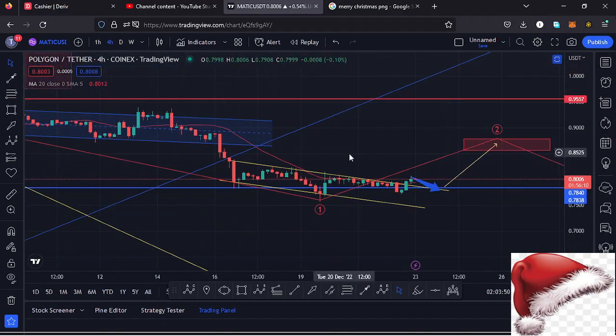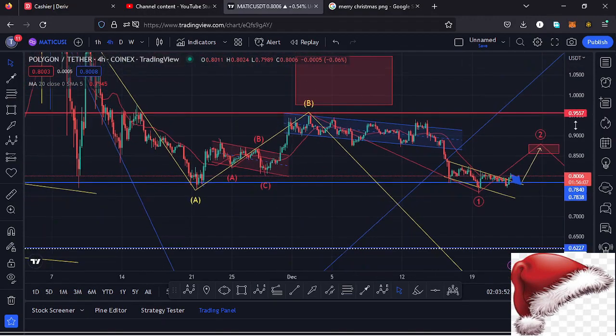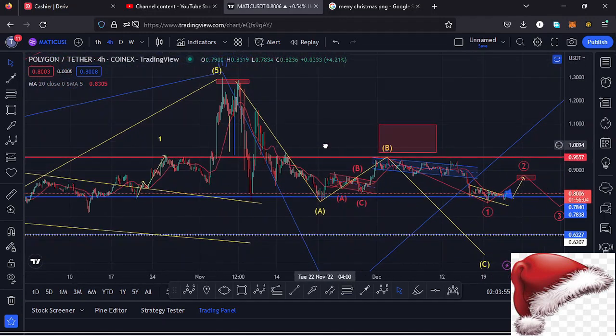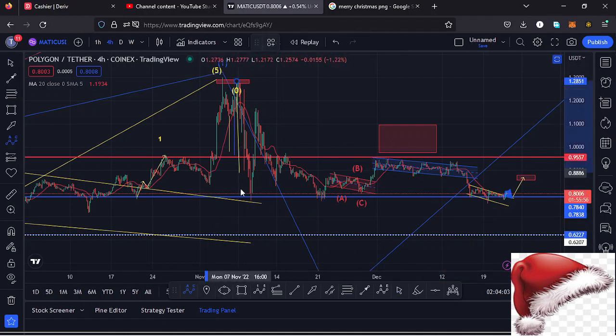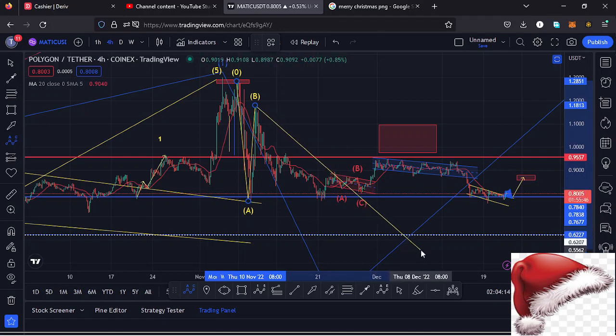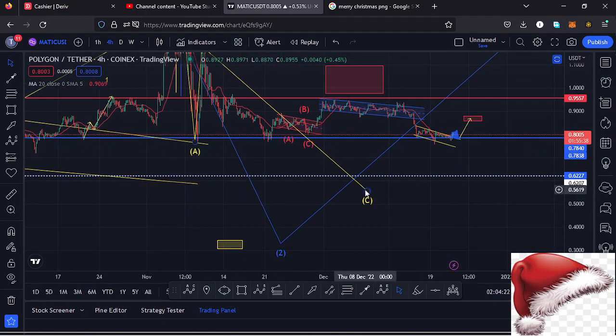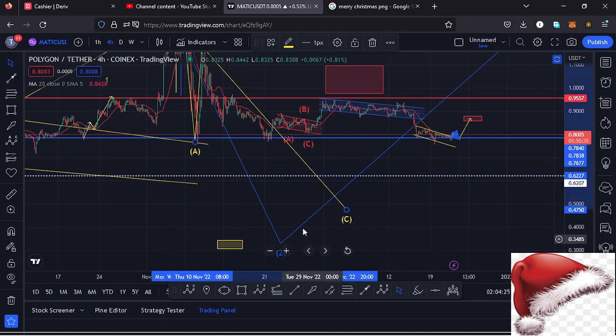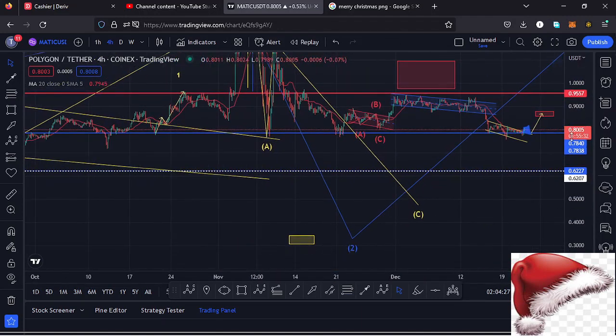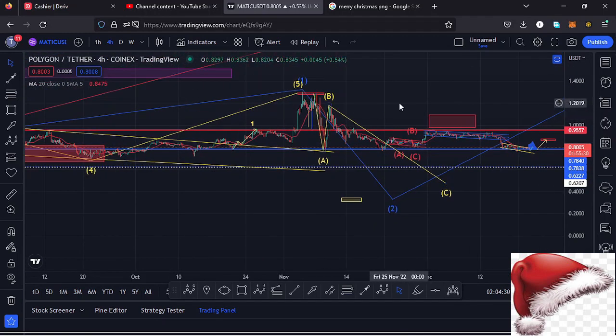So that is the very first way we can have that ABC corrective structure here on the Polygon Matic chart. The other way we can have that ABC corrective structure is having this as the wave A. So we can have these as our wave A to the lower side. Then we have seen that wave B making its peak at around the $1.17 mark. Then I'm expecting a new low in the formation of that wave C, and that should be a straight sell-off, losing the key area of support at around the $0.78 mark and continue pushing even lower, giving us a new low in the formation of that higher Elliott wave count 2 to the lower side. So those are the two ABC corrective structures that I can have here on the Polygon Matic chart.